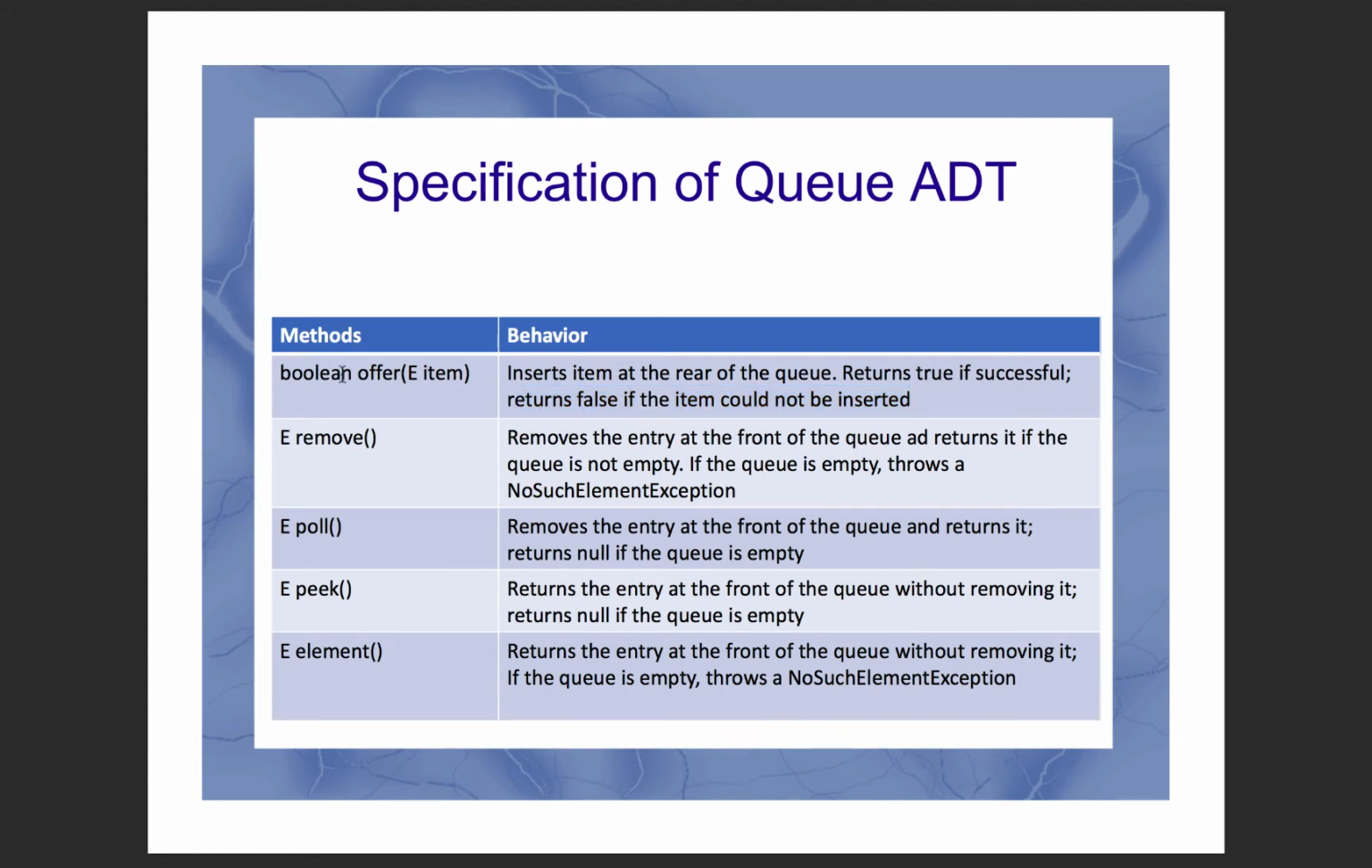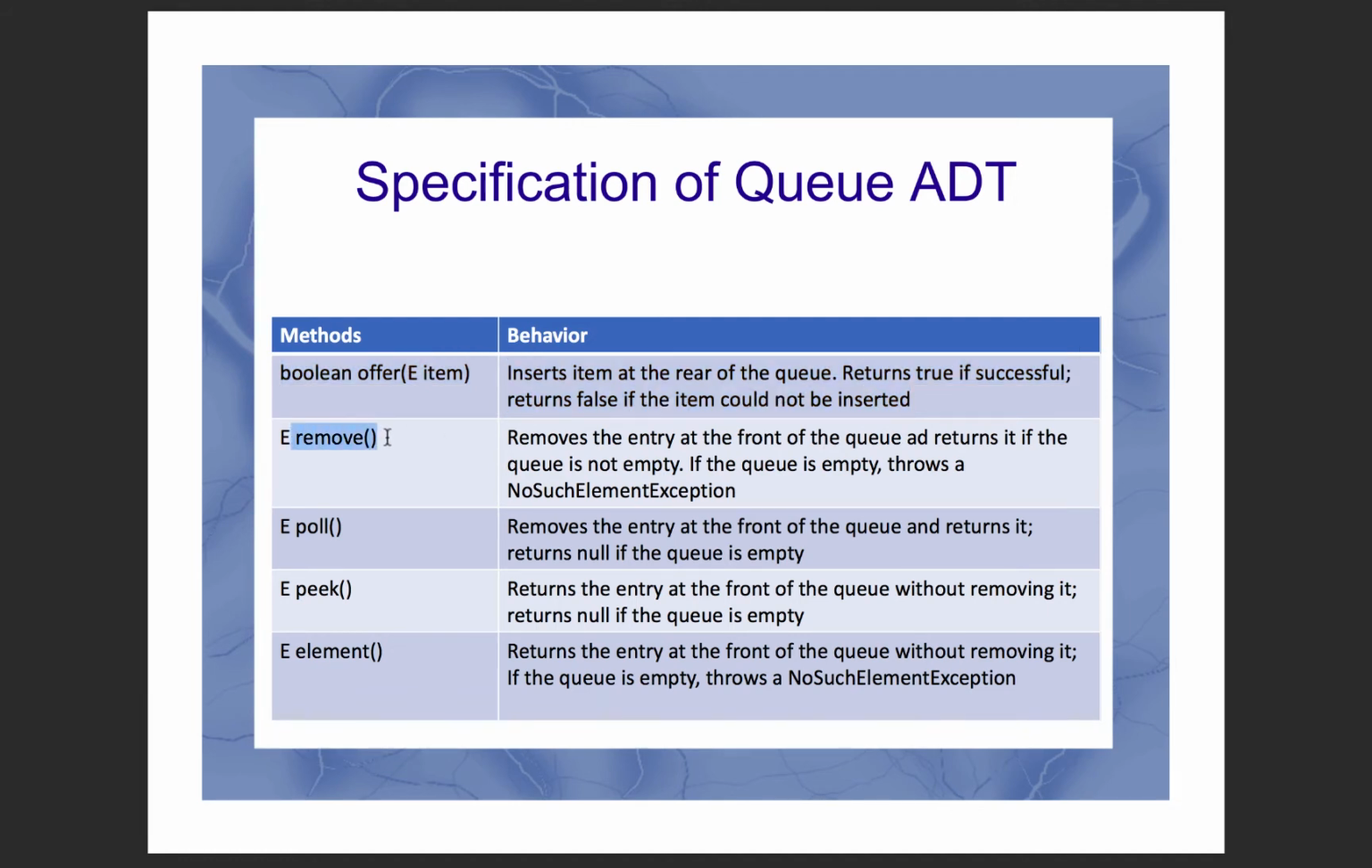That's why you can see that the offer method returns boolean. If it returns true, that means you succeeded in inserting something at the back of the queue. And if it returns false, you couldn't insert that item at the back of the queue. So this is the offer method, the simple inserting method into the queue.